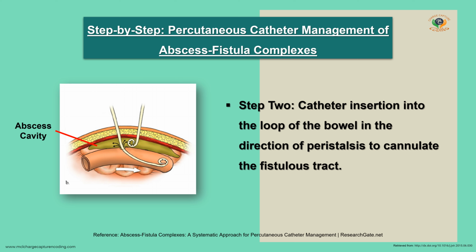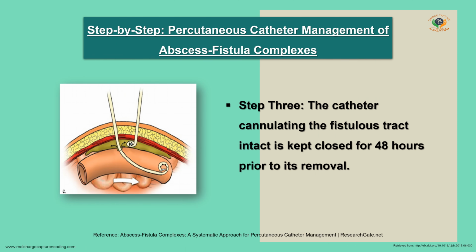One of the pigtail catheters draining the abscess will then be removed as the cavity is resolving. Notice that in this figure, when the residual abscess cavity is collapsed, the pigtail catheters are either reduced or removed. By this time, there is a walled-off inflammatory tract from the intestine to the skin. The catheter cannulating the fistulous tract is removed after 48 hours of keeping it closed.